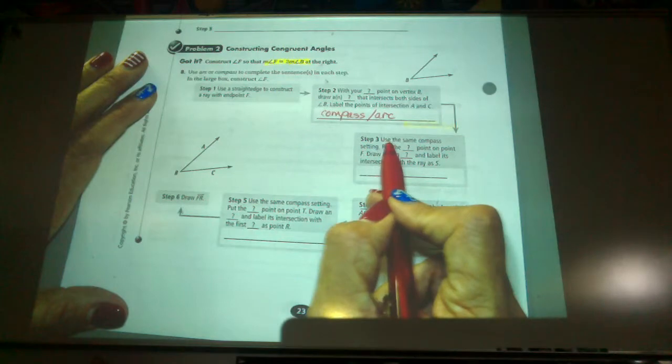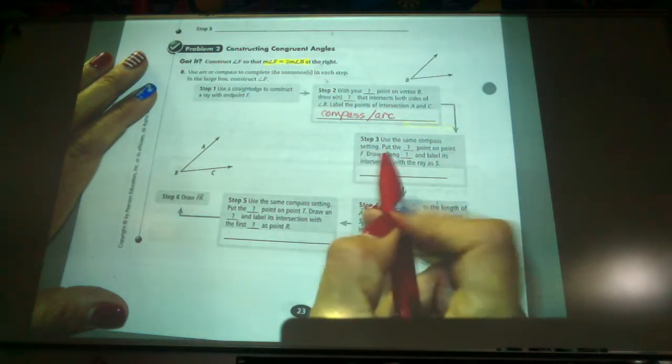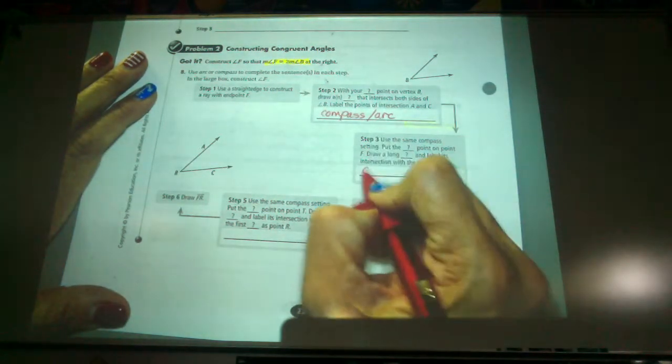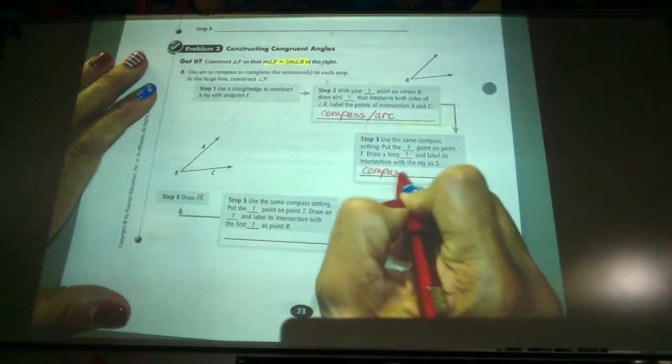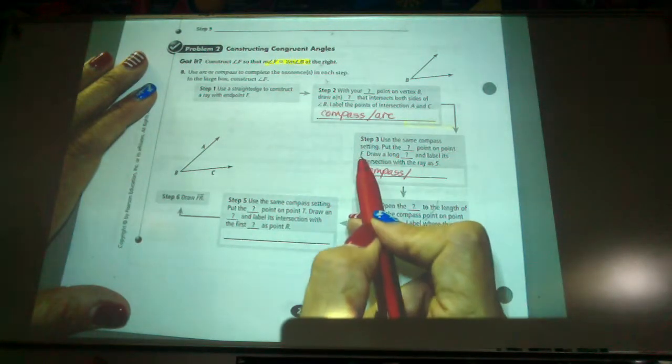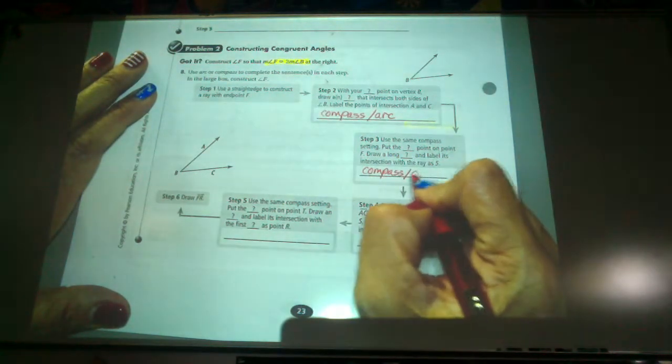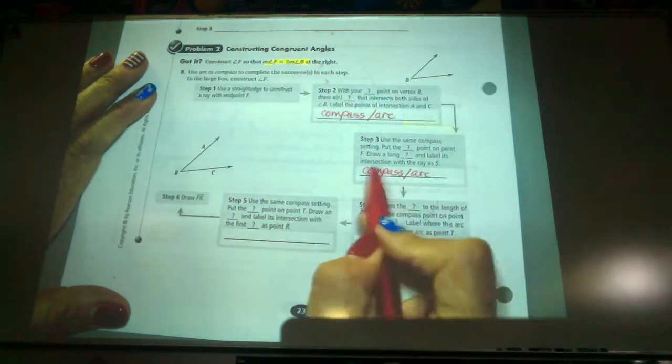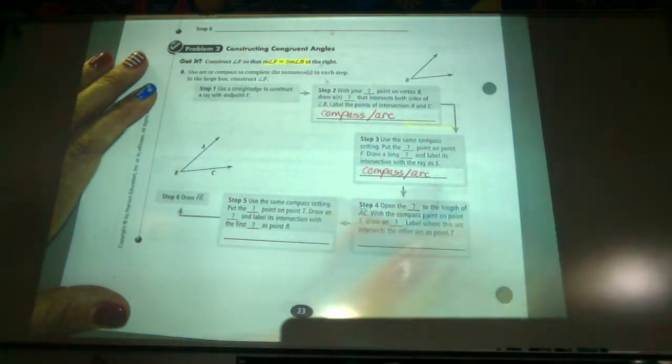Then you're going to use the same compass setting, which I'll explain here in a minute. Put the compass point on point F, draw a long arc, and label its intersection with a ray as S.